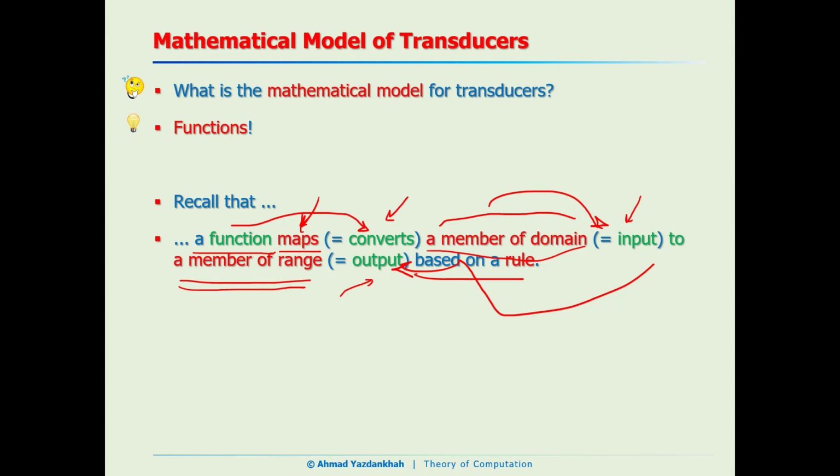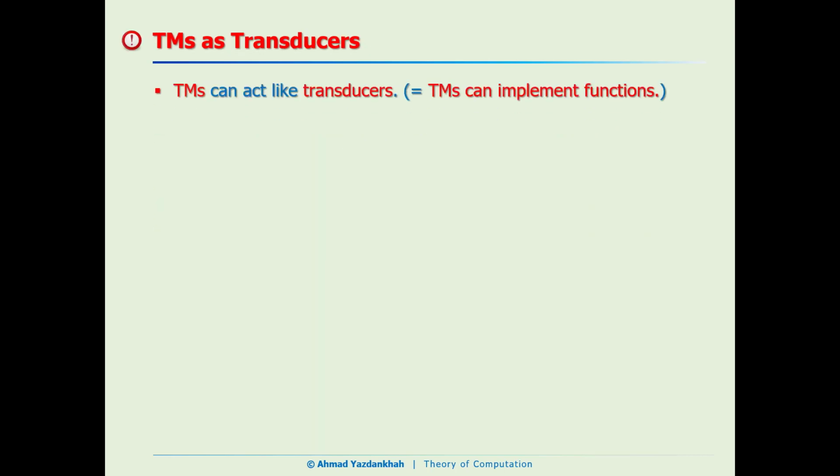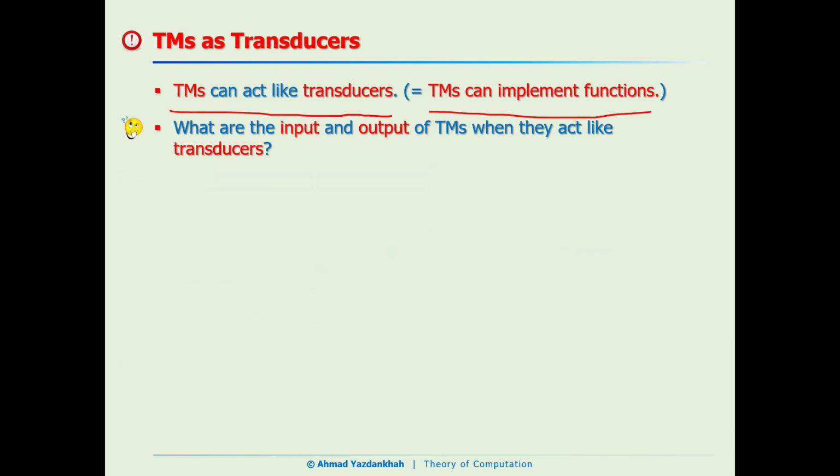So what does it mean? I mean, what do we want to get from this? If this is the case, and if Turing machines can act like transducers, it means that Turing machines can implement functions. And that's a huge capability for Turing machines. Okay. Now the question is, if this is the case, then what would be the input and what would be the output of Turing machines? That's a very good question.